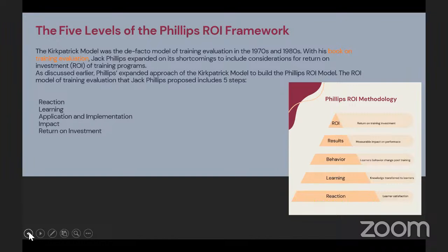And the last in this Phillips ROI is ROI, which is the return on investment. If you have invested any particular amount of money, what is the outcome of that? Once the employee has implemented and the results have come in, positive or negative, what is the final evaluation of the training money invested? Next.